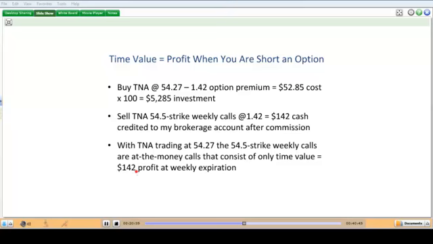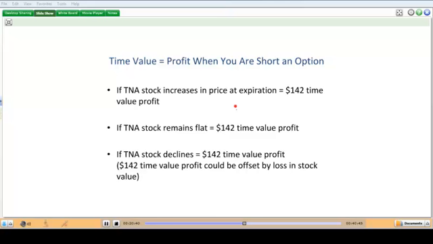So let's just look at the various scenarios with this $142 in time value. If TNA stock increases in price at option expiration, you still collect that $142 of time value profit because the time value decays to zero. Now, you would lose money on the option, but you would gain money on the increase in the price of TNA. But you would still, no matter what happens, collect this $142 of time value profit.